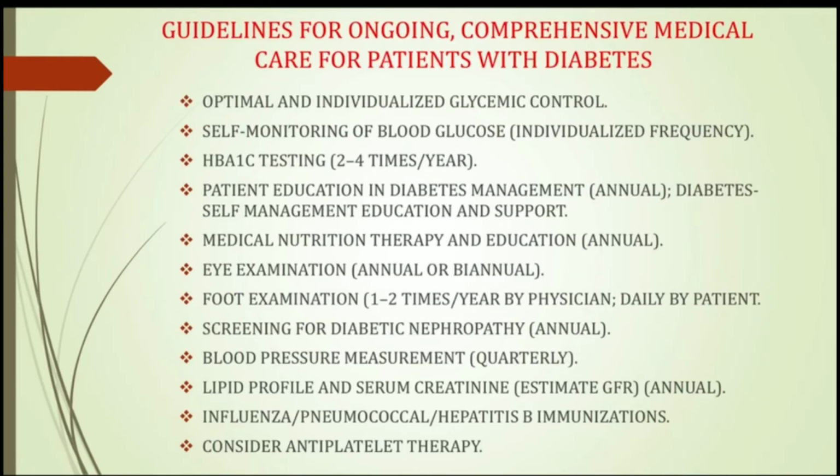Okay. So the guidelines for ongoing and comprehensive medical care for patients with diabetes are optimal and individualized glycemic control, self-monitoring of blood glucose, HbA1c testing at least 2 to 4 times a year, patient education in diabetes management annually and diabetes self-management education and support, medical nutrition therapy and education annually, annual or biannual eye examinations, foot examination 1 to 2 times per year by a physician and daily by the patient, screening for diabetic nephropathy annually, blood pressure measurement quarterly, lipid profile and serum creatinine and estimated GFR annually, influenza, pneumococcal and hepatitis B immunizations, and also consideration of antiplatelet therapy.